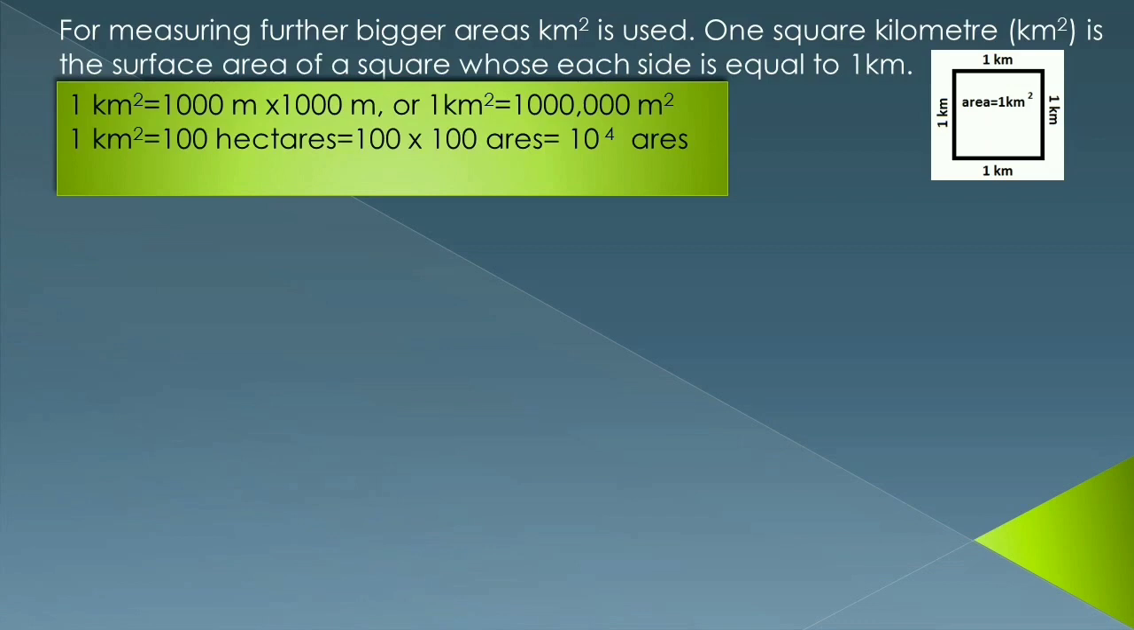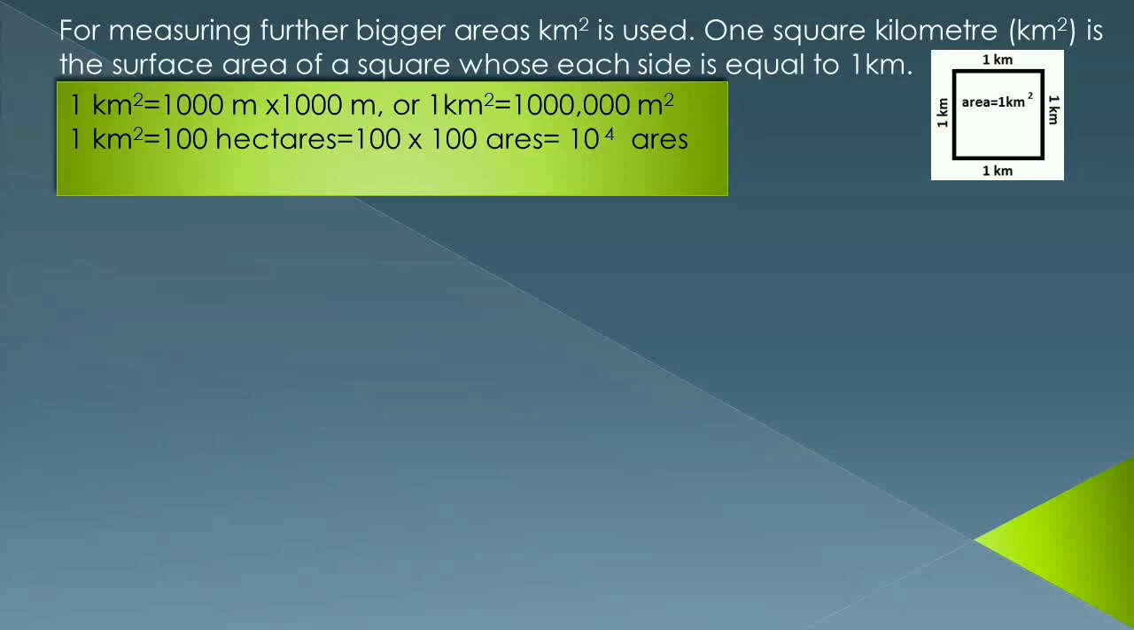square in the case of a square of side 1 meter. But here 1 kilometer square is the surface area of a square whose each side is equal to 1 kilometer. You can see in the diagram, one square is given whose length of each side is equal to 1 kilometer. So we can change it into meter also. 1 kilometer is equal to 1000 meter, so 1 kilometer square will be 1 lakh meter square, that is 10 to the power 6. This is called the conversion from kilometer square to meter square.